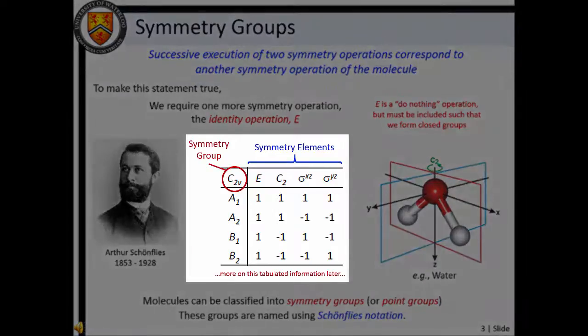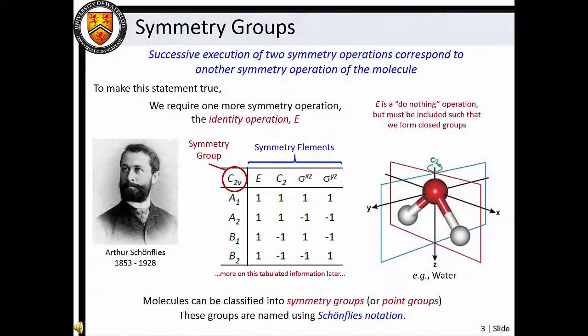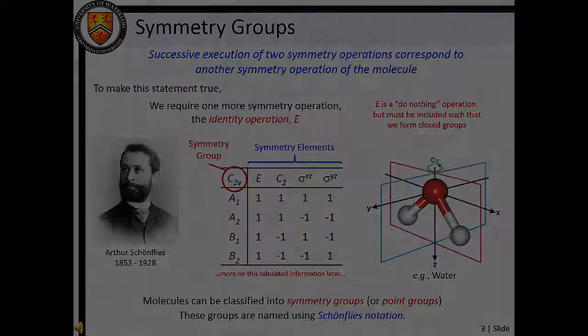For example, molecules that exhibit the symmetry elements E, C2, sigma xz, and sigma yz belong to the symmetry group C2v. Water has C2v symmetry. These groups are named using the notation devised by Arthur Schoenflies. You will become more familiar with symmetry groups if you continue with more advanced study in chemistry, physics, or mathematics.